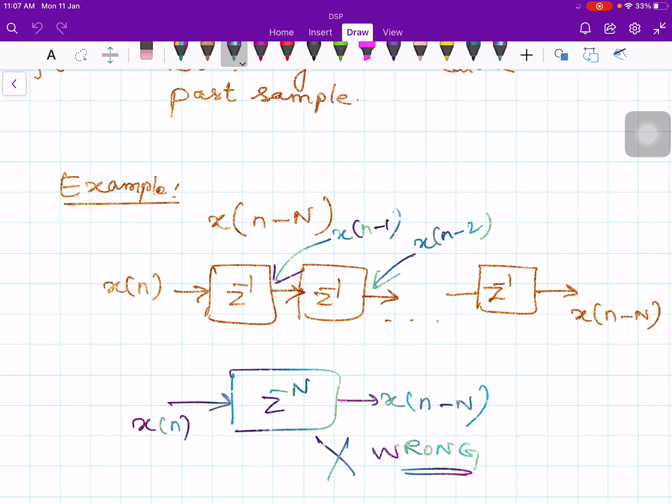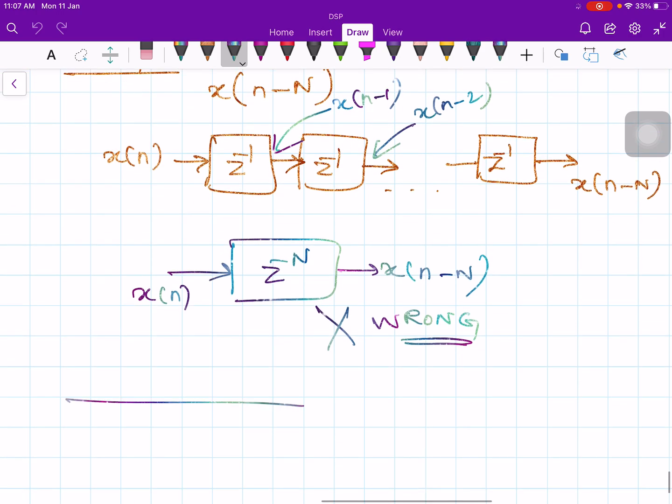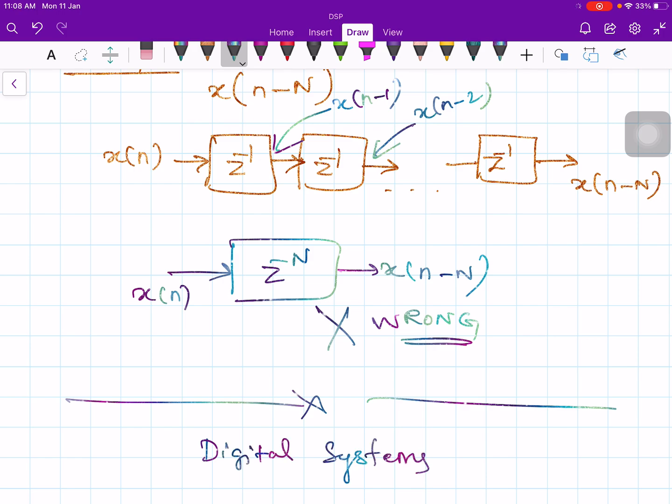I think this concludes our discussion on digital signals. In the next lecture we will discuss digital systems, how digital signals are handled by digital systems. So let me stop at this point.